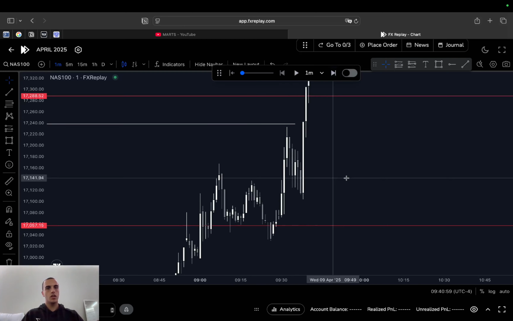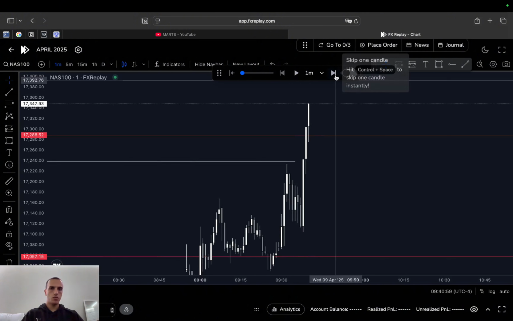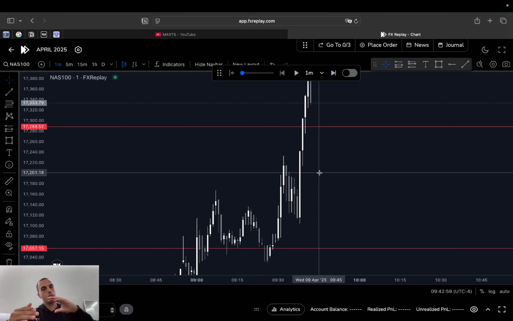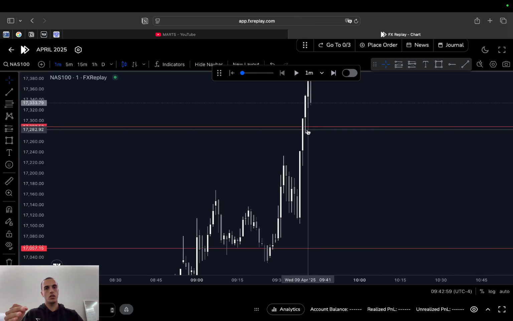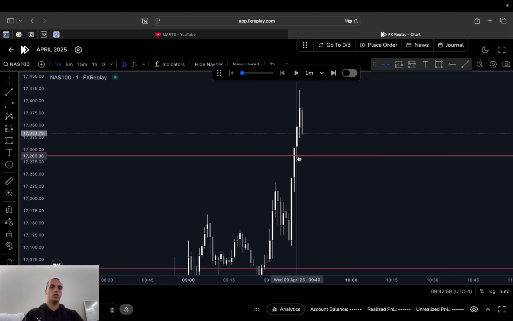9:37. All right, we went through it. 9:40. Let's remove this one. So as of right now, market open, we swept buy side, went through these external or important zones. Looks like we are in a continuation.